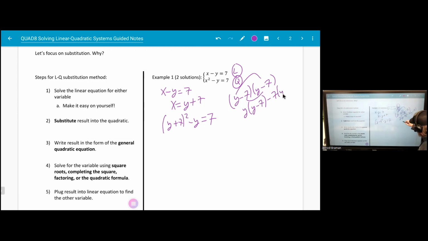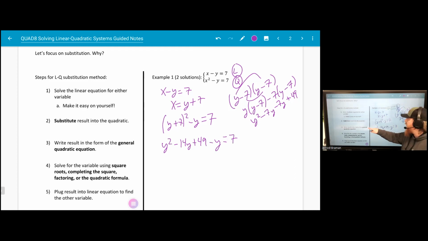Y times y, I'm going to distribute again. Y squared minus 7y minus 7y plus 49. So I've just found that y minus 7 squared is actually y squared minus 14y plus 49. I still have, though, minus y equals 7. So this is all part of step 2.